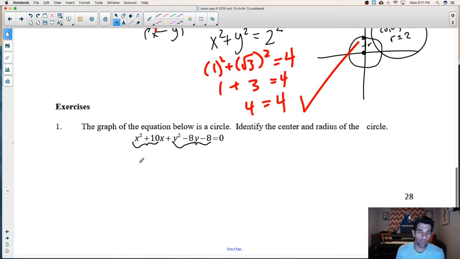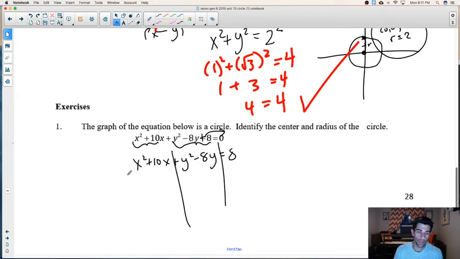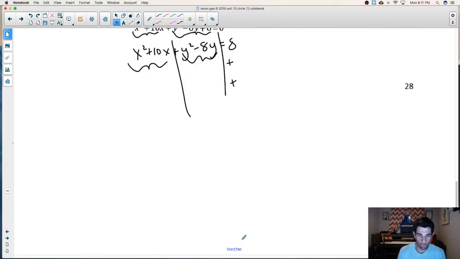So you've got to get rid of that 8. So move it to the other side. So it's going to be equal to positive 8 because I changed its sign. Now it's over there. Now this is the part where I'd say pause. Try to create your two perfect square trinomials, and don't forget to add, and see if you can come up with the equation to find the center and the radius.